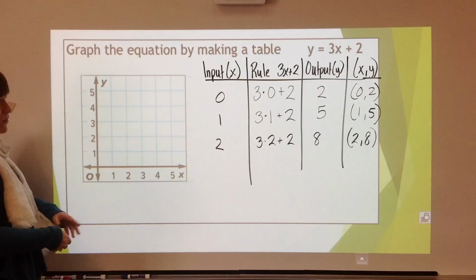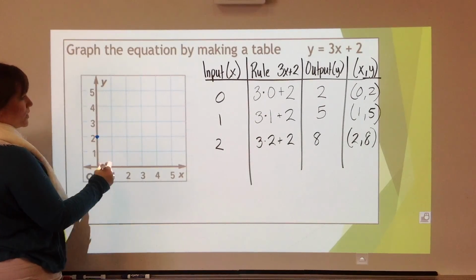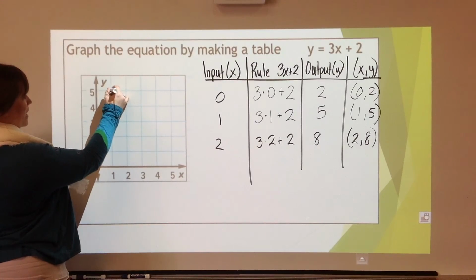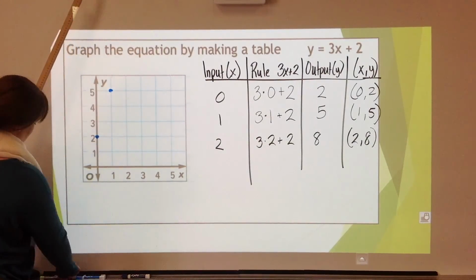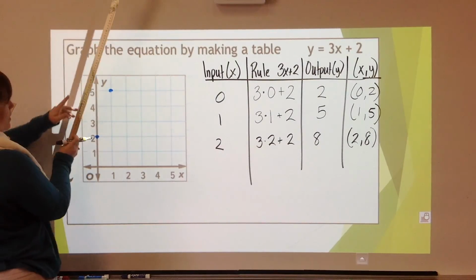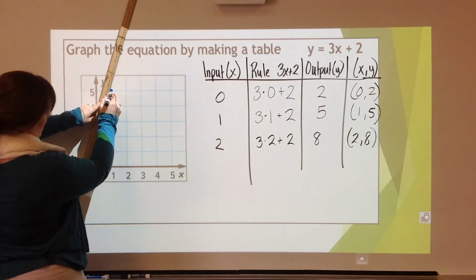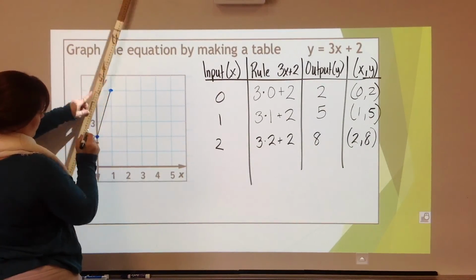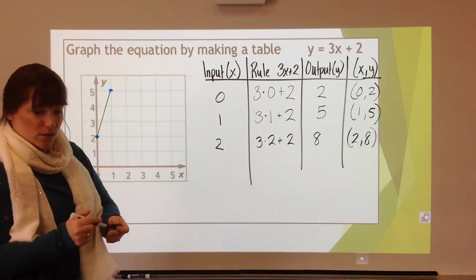So let's graph what we can. We have 0, 2. Again, we really only need 2 points to make a straight line. If we had a bigger graph paper, we could have plotted the third one, but this is okay. It's a very steep line, and all we need to do is connect the 2 of them like that. One more thing to do.